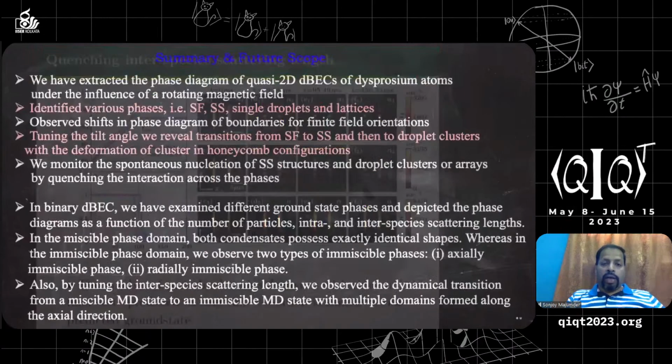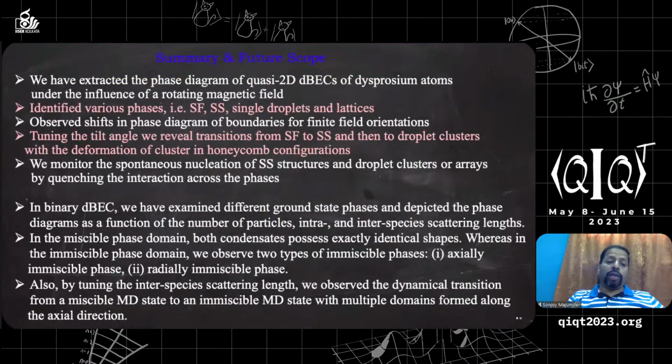So what we have discussed so far is that we have extracted the phase diagram in the quasi-1D single component dipolar BEC for the dysprosium atom under the influence of the rotating magnetic field. Here we can change the direction of the magnetic field and see the different phenomena. We identified superfluid, supersolid, single droplet and multiple droplets, which form a lattice.